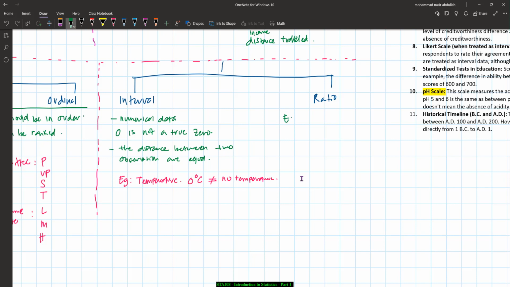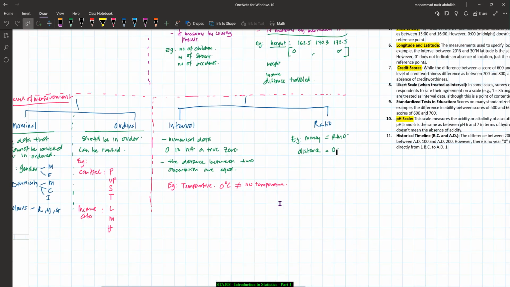For example, let's say money, right? Monthly pocket money. Let's say you don't have monthly pocket money, it means you really don't have monthly pocket money. Or distance equal to 0 means that it's really 0, you didn't move anywhere. Can you understand? Okay. So there are examples where we measure the differences, they are not equal, and then it lies under ratio. Any question so far?